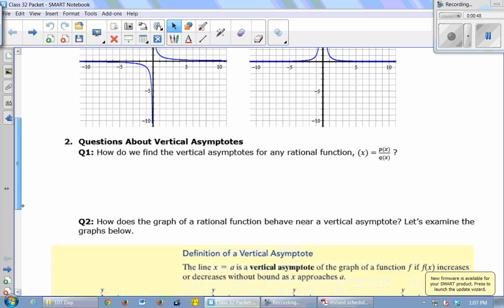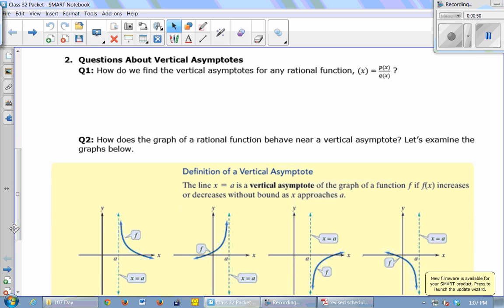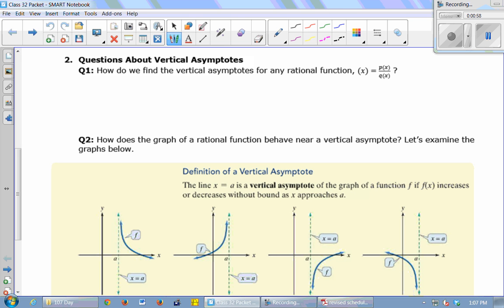All right, so here are some frequently asked questions about vertical asymptotes. Question 1: how do you find the vertical asymptotes of a rational function? They happen when the denominator equals 0. That's how you find vertical asymptotes. They happen when your denominator equals 0.